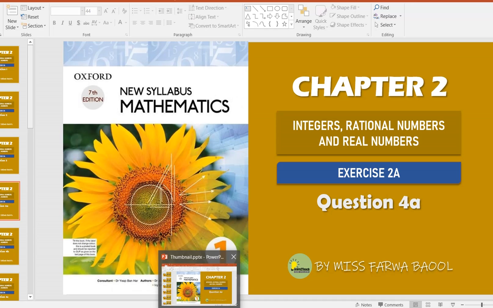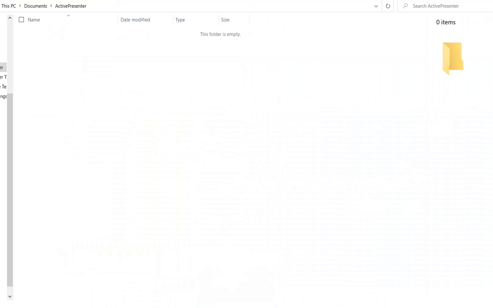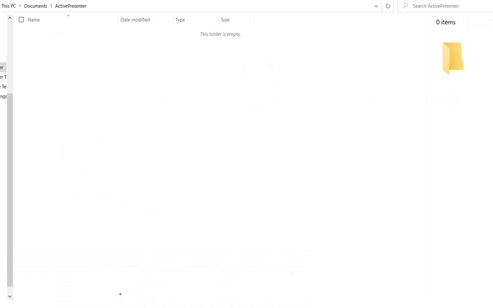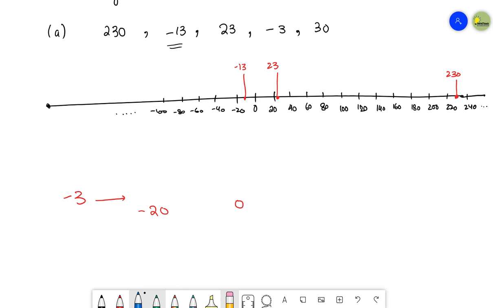Right? Now moving towards the next one. Now the value is -3. So -3 is a very small negative value. Again, the value will be in between -20 to 0. Why? Because we don't have another smaller range on my number line. Okay, so again, -3 will be in between -20 to 0.